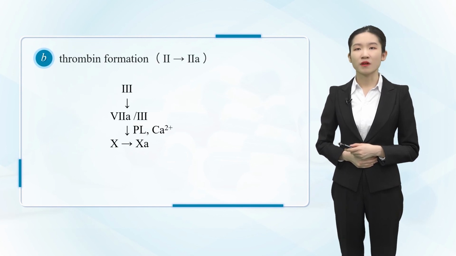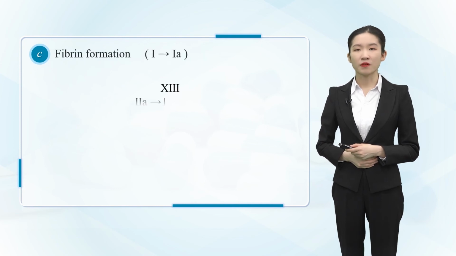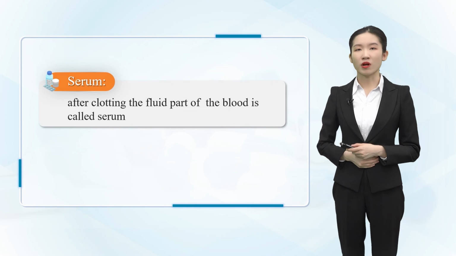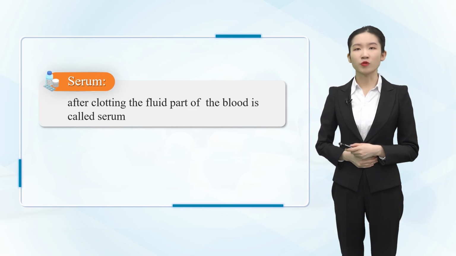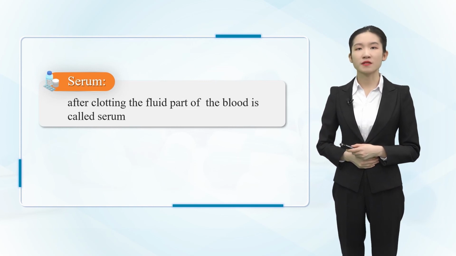Second step, thrombin formation from factor 2 to activated factor 2. Last step, fibrin formation from factor 1 to activated factor 1. Next concept, serum. After clotting, the fluid part of the blood is called serum.